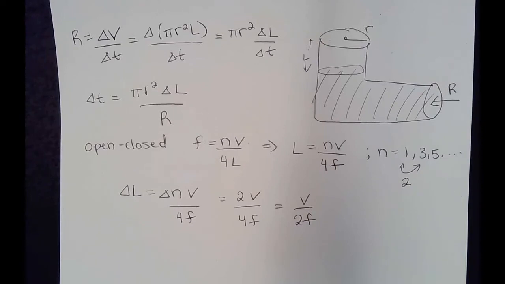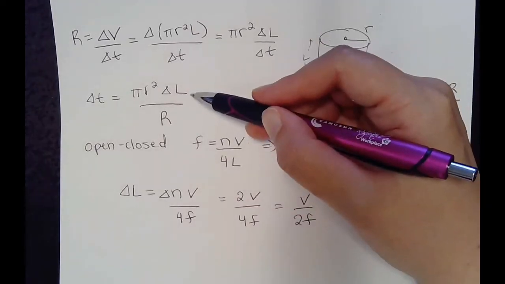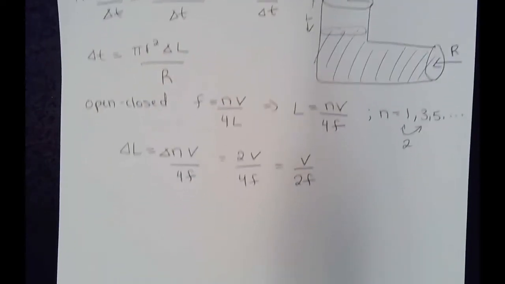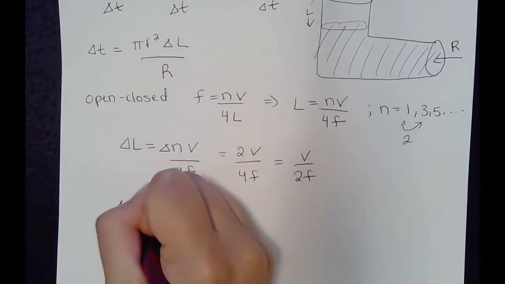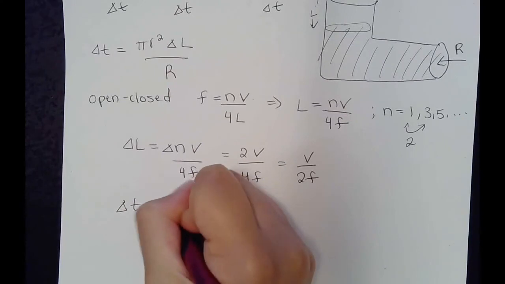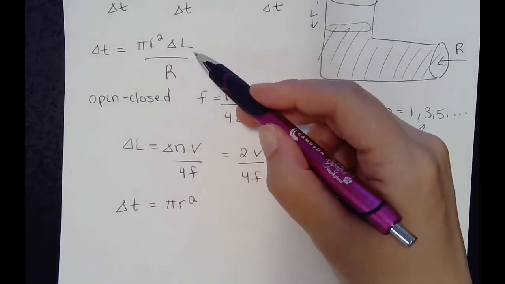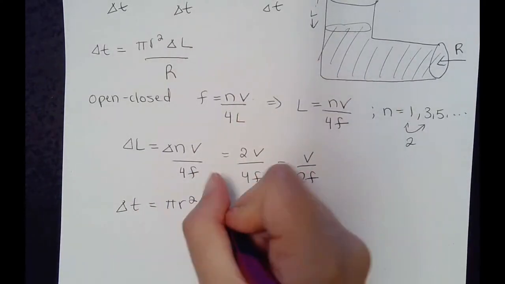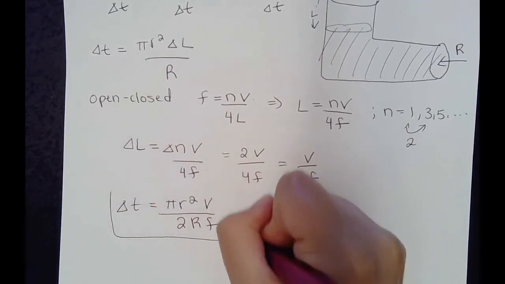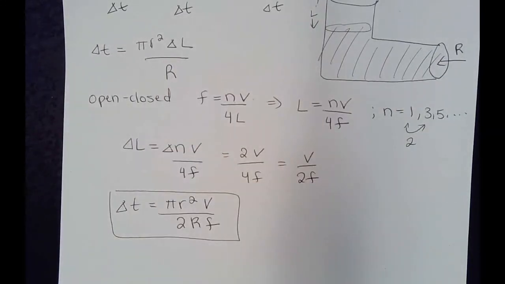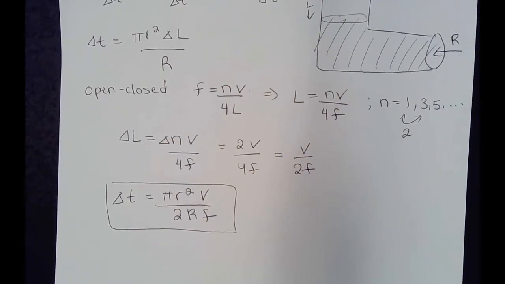And now that we have delta L, I can plug it back in here to find an expression for the time. So I will have delta t equals pi r squared. Instead of delta L here, I'm going to write V over 2F. So pi r squared V over 2RF. And that's what we wanted to come up with for an expression for the time that elapses between any two successive resonances.